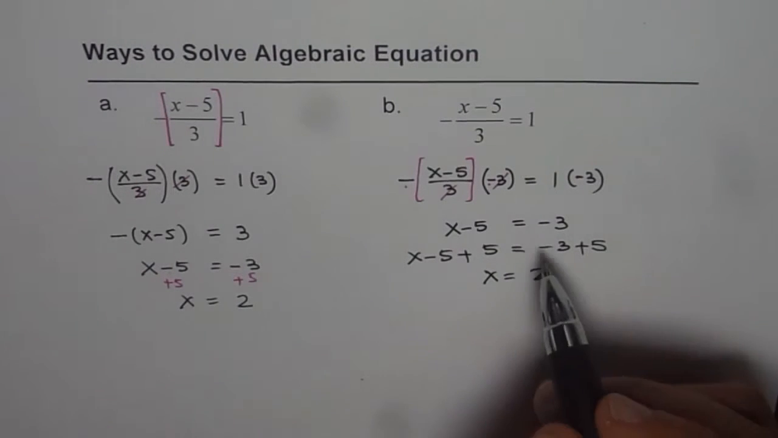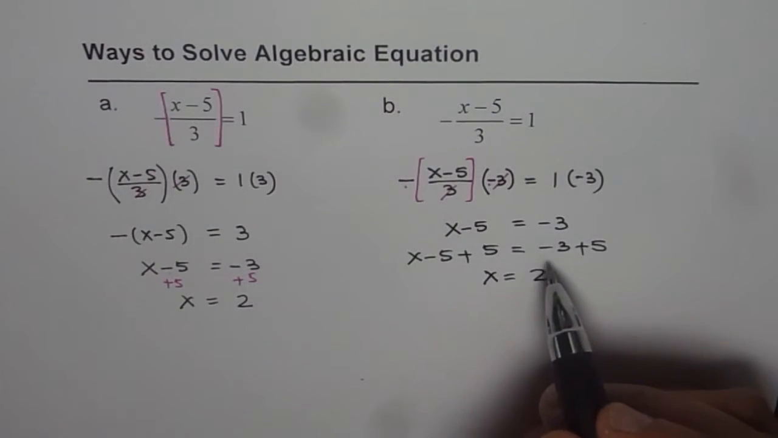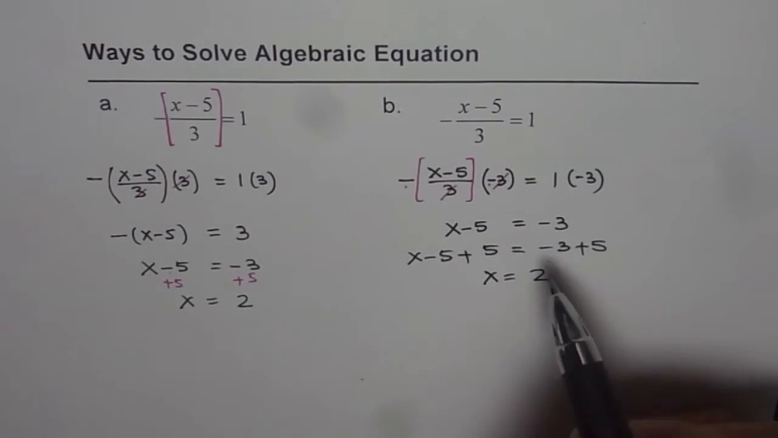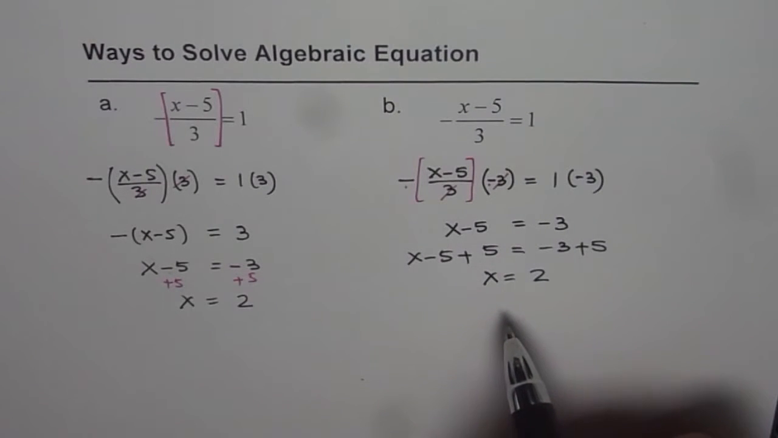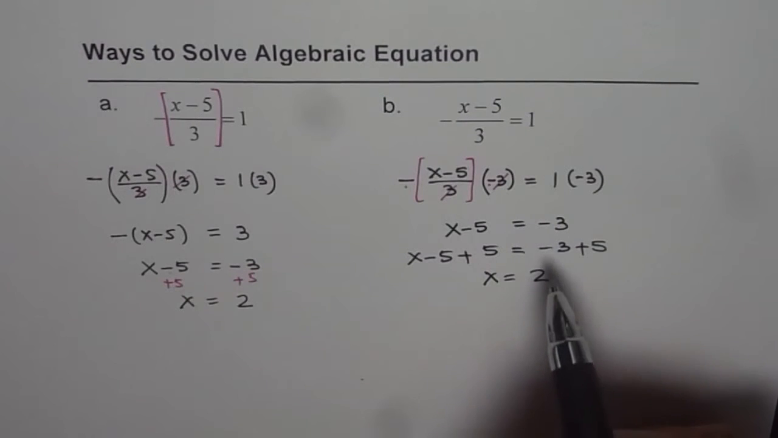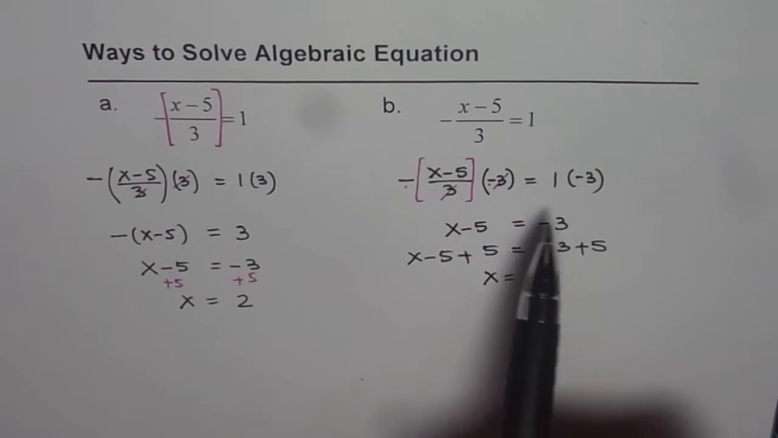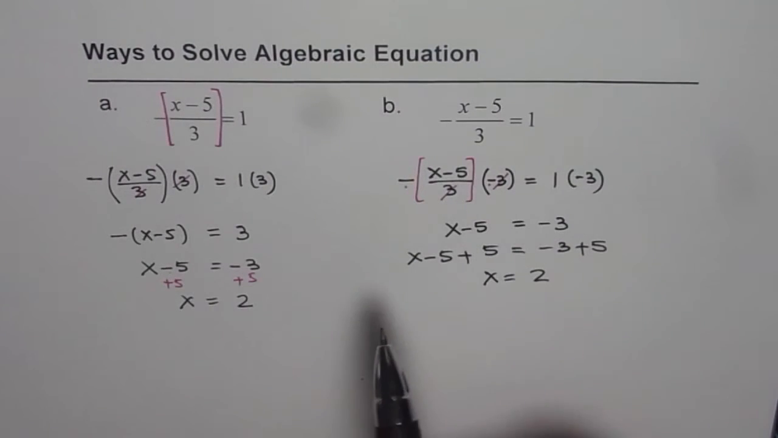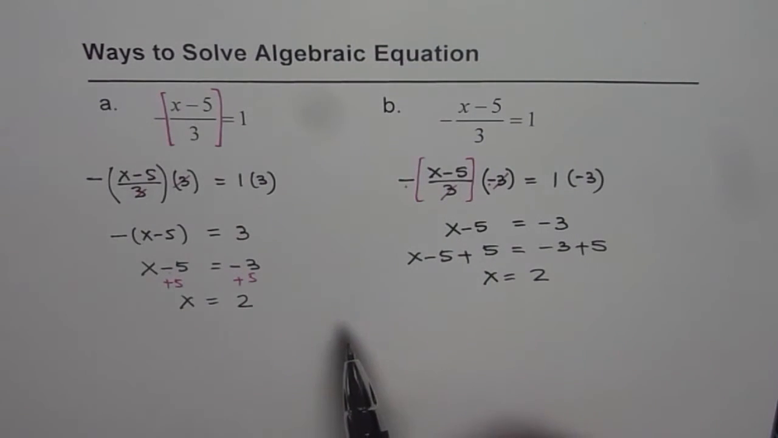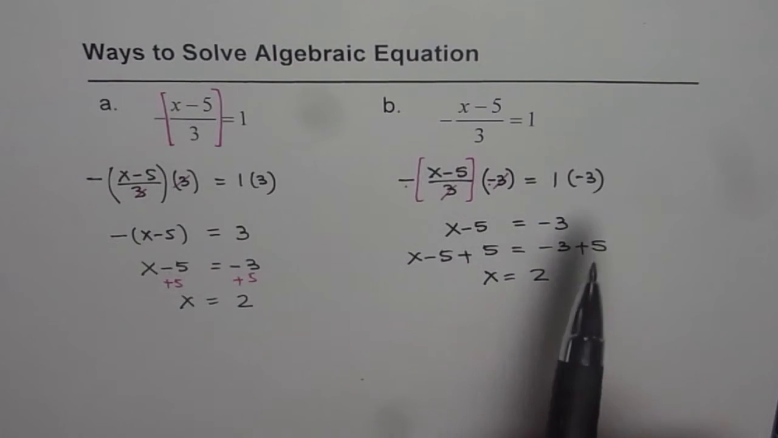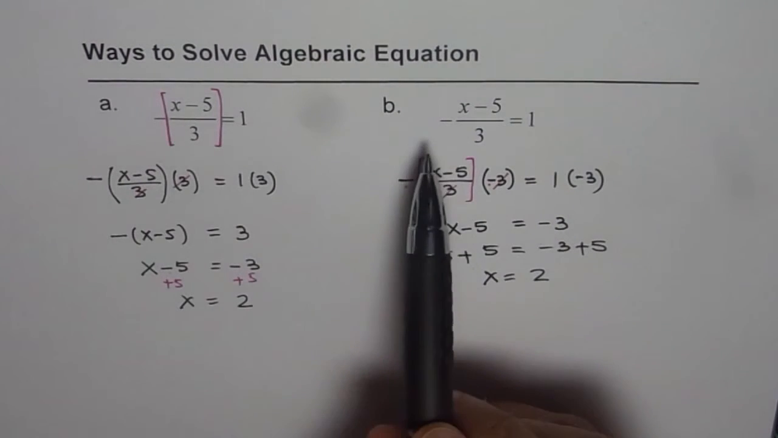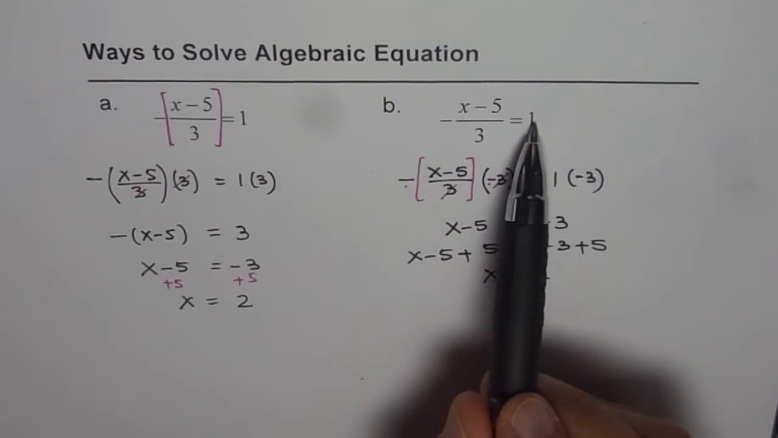So I hope this seems to be a simpler solution and probably the one which you will adopt, right? So that's a good strategy. If there is a negative sign here, we can multiply by minus 3 both sides, right? So there are a couple of ways to do this. An alternate way could be to first multiply by the negative itself. So you get negative 1.